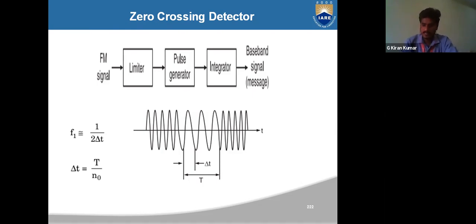And the number of cycles, and Fi is the instantaneous frequency, which is 1 by 2 delta.